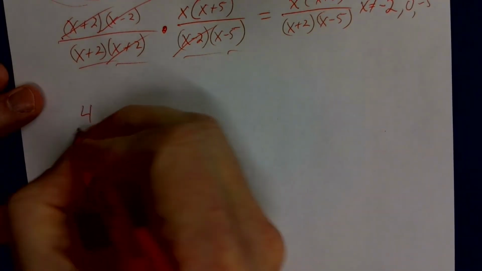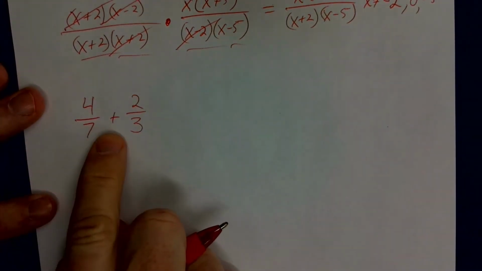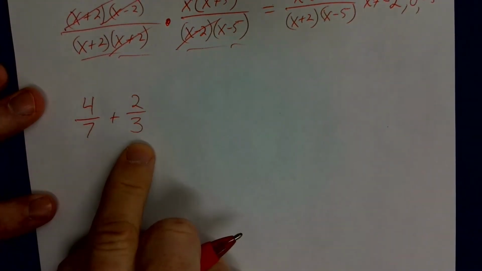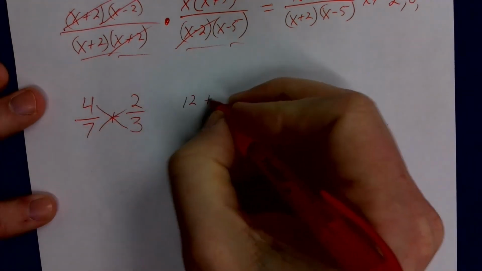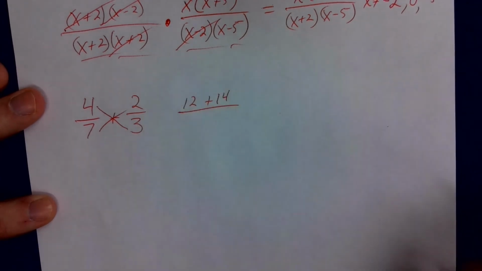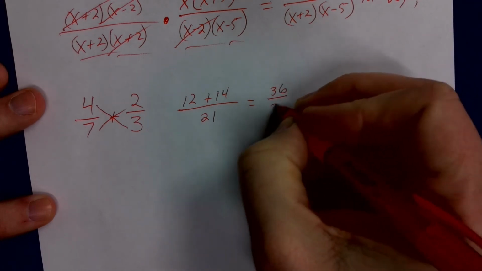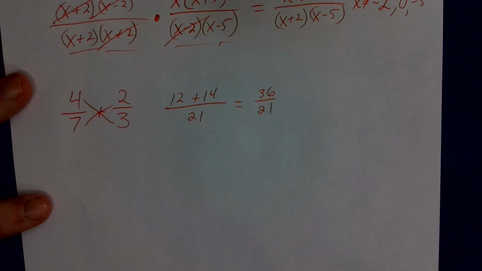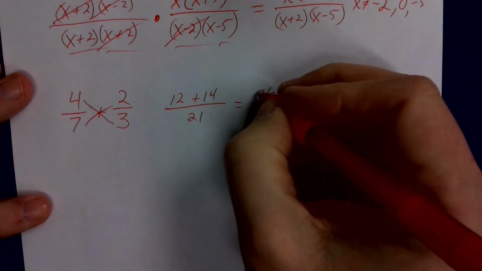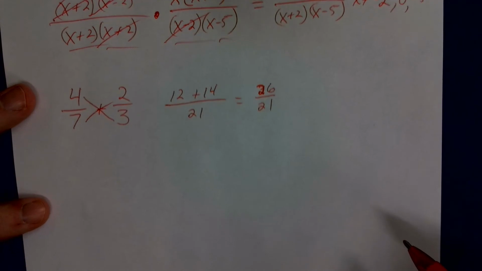I have stuff like this, 4/7 plus 2/3. Well, that's a fraction adding to a fraction. And we said we did something called crisscross smiley face. So I do criss 12 plus cross 14 over smiley face 21. So that final answer is 36 over 21. And if I can reduce that, I want to be able to reduce that. Oops, sorry, my bad. 26 over 21. And I can't reduce that, so that's the final answer.